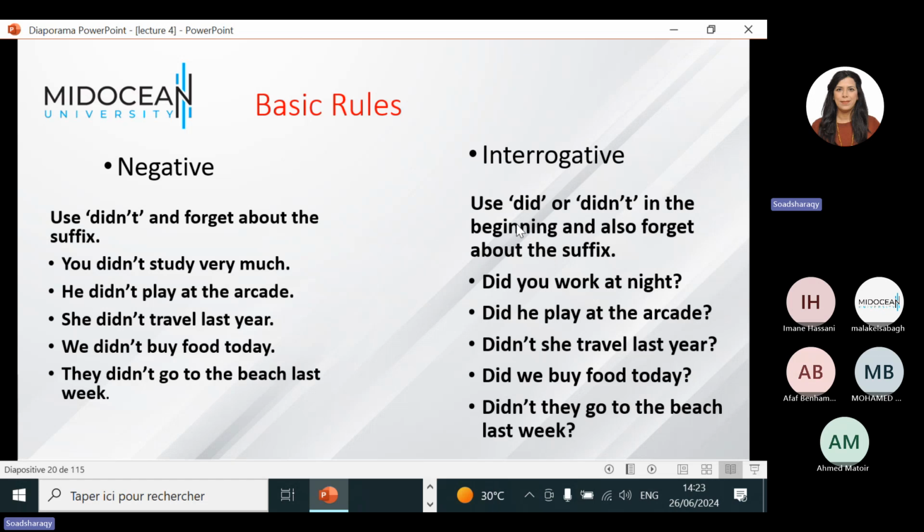Interrogative form. We use did or didn't at the beginning and also forget about the suffix. Examples: Did you work at night? Did he play at the arcade? Didn't she travel last year? Did we buy food today? Didn't they go to the beach last week?